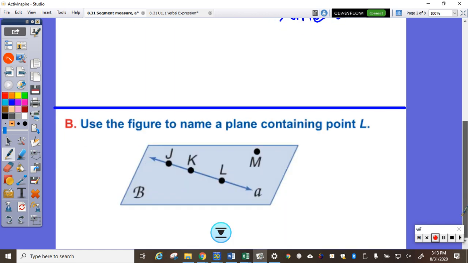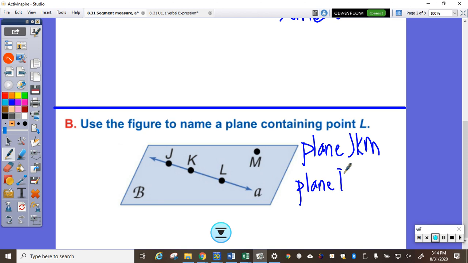If I want to describe a plane that contains the point L, we can use any 3 non-collinear points. So I can't use J, K, and L, but I can use 2 of these points and M. So I could say plane JKM. You could say KLM. You could say any one of those combinations, or you could say plane B. This B over to the side here in the corner represents the entire plane itself.